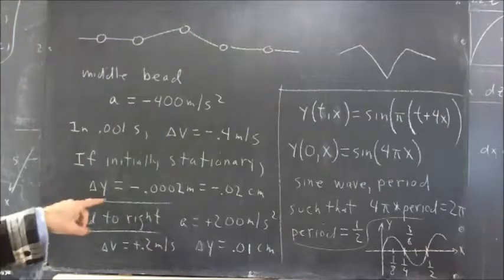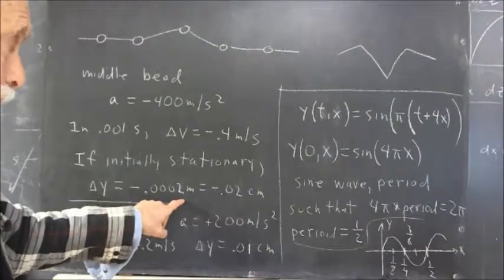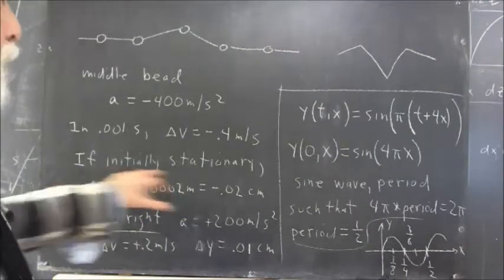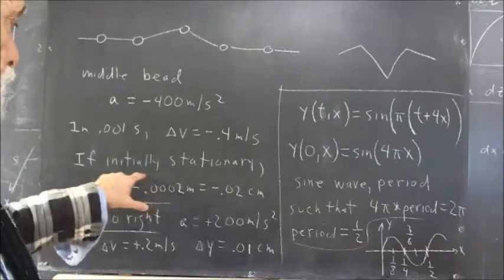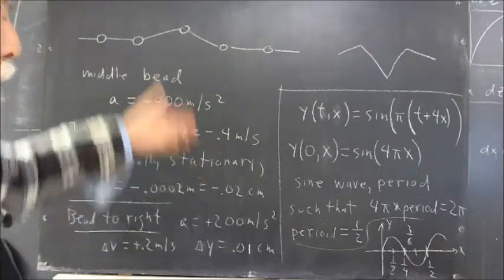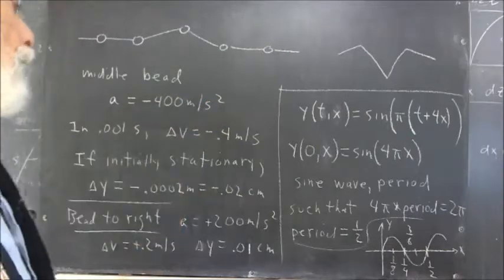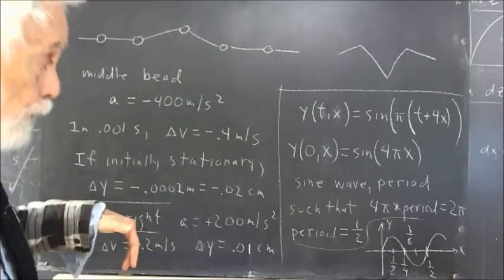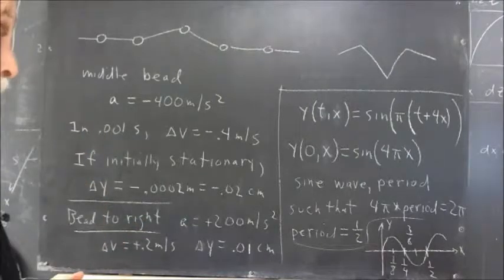And that results in a delta y of -2/10,000ths of a meter. Rationale: if the thing is initially stationary, that results in this displacement. If it's initially stationary, then the velocity is going to go from 0 to 0.4 meters per second downward. That's going to be a change of -0.2. That's going to be an average velocity of about -0.2 meters per second.